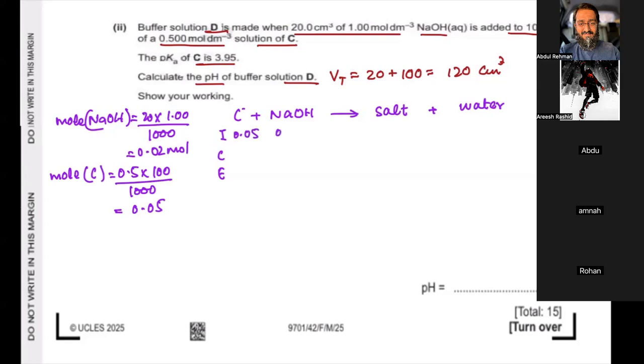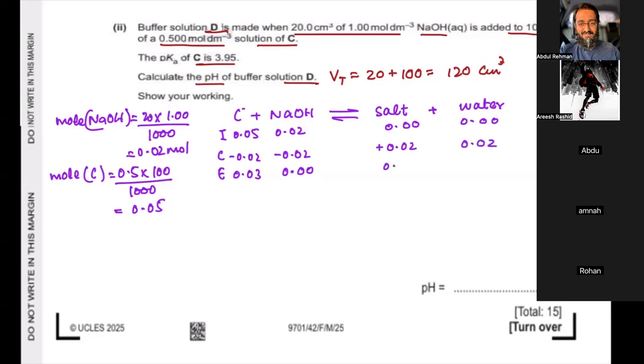The moles of NaOH are 0.02. They both react in the ratio of 1:1. So it means the NaOH has fewer moles, so it is going to be used up whole, and the C is going to be used up by just 0.02. So at the equilibrium, when the equilibrium has been established, we have 0.03 moles of C, that is a weak acid. We have 0 moles of NaOH. And initially, we don't have any of these, but the mole ratio is 1:1.